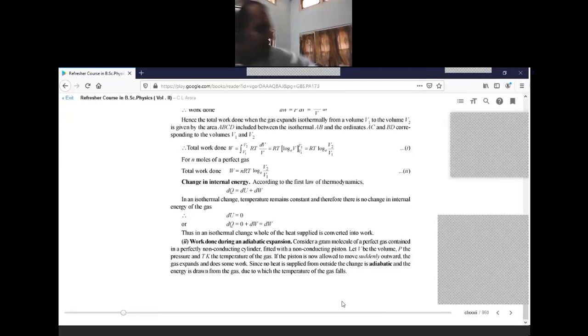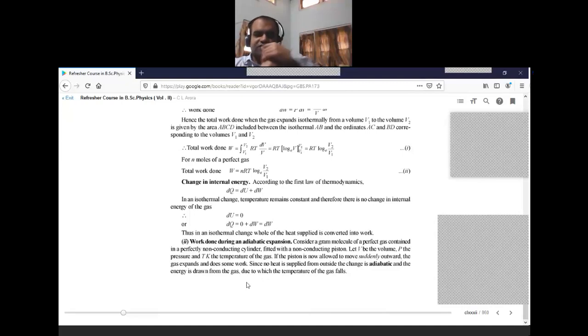Okay, a non-conducting cylinder fitted with a non-conducting piston. The piston itself should also be non-conducting because we don't want any heat to enter the system or leave the system. That's why the conditions are a non-conducting cylinder and a non-conducting piston. Let capital V be the volume, capital P be the pressure, and capital T Kelvin be the temperature of the gas. Okay, so P, V, T are the pressure, volume, and temperature of the gas.